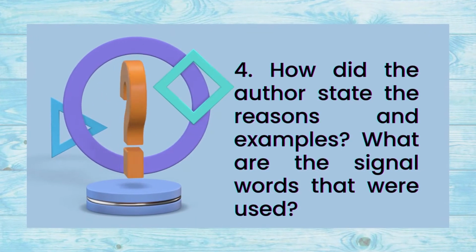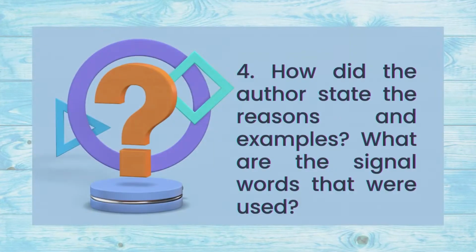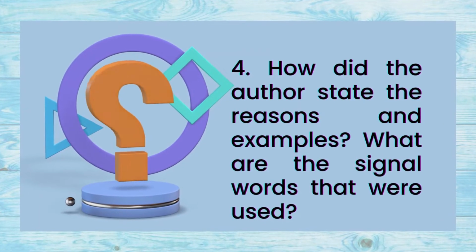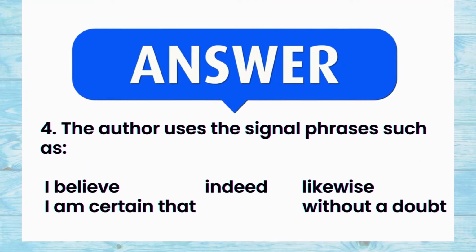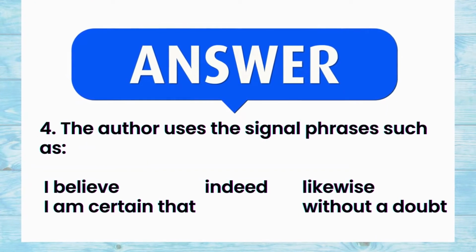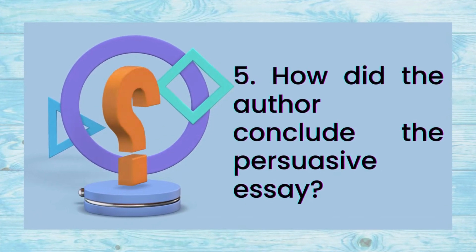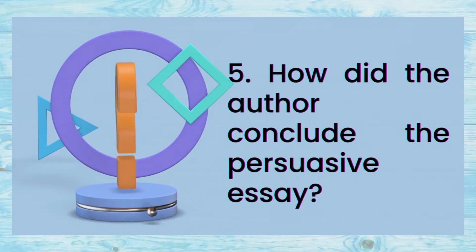Number 4, how did the author state the reasons and examples, and what are the signal words that were used? So focus on the signal words. The answer is, the author uses the signal phrases such as I believe, indeed, likewise, I am certain that, and without a doubt. Number 5, how did the author conclude the persuasive essay?